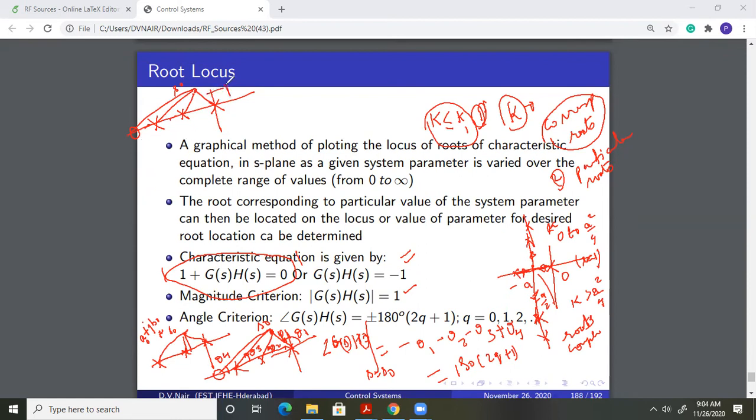This phasor length is P1. Phasor lengths mean the lines joining each open loop pole and zero to the point of interest s naught. This phasor length is P2, this is P3, and this is P4. Then for the magnitude of G(s)H(s) at s equal to s naught, what will be the magnitude contribution here? It will be the product of the phasor lengths.